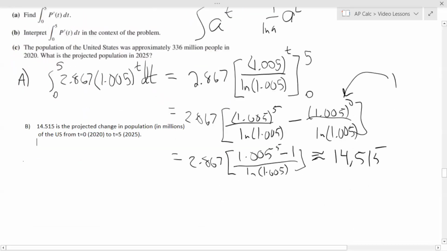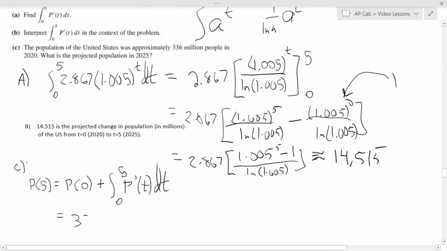So basically, all right, for part C, we're asked for P of 5. All right. Well, we know from the previous problems that that is the initial population given plus the change in population over the interval that we're looking at. We know that the initial population in terms of millions was 336 plus the change in population, which we actually figured out in part A, is 14.515.